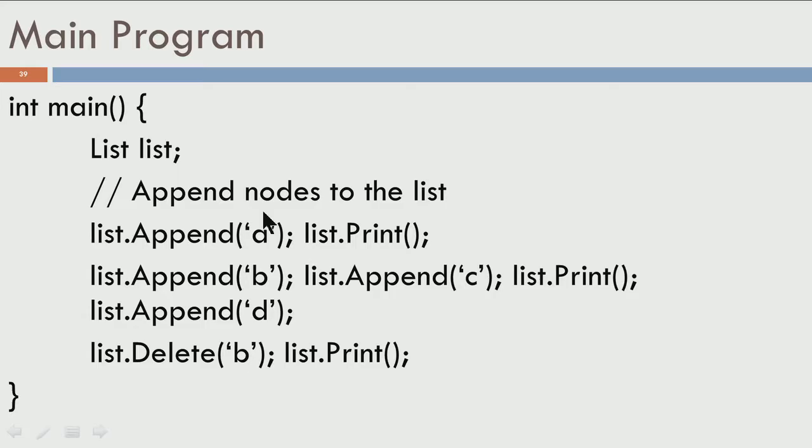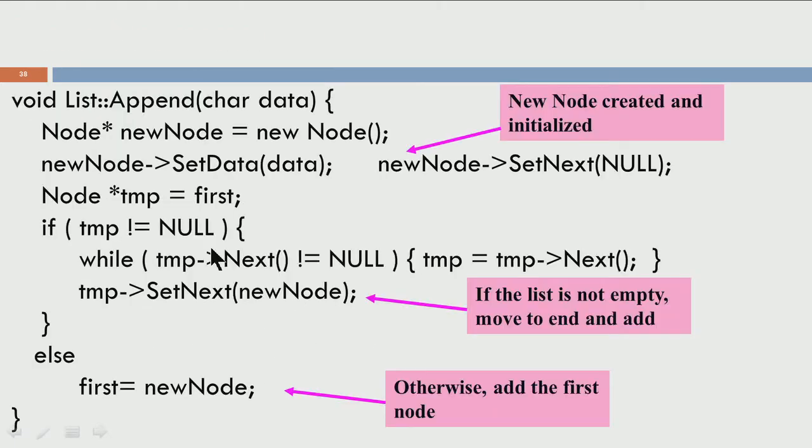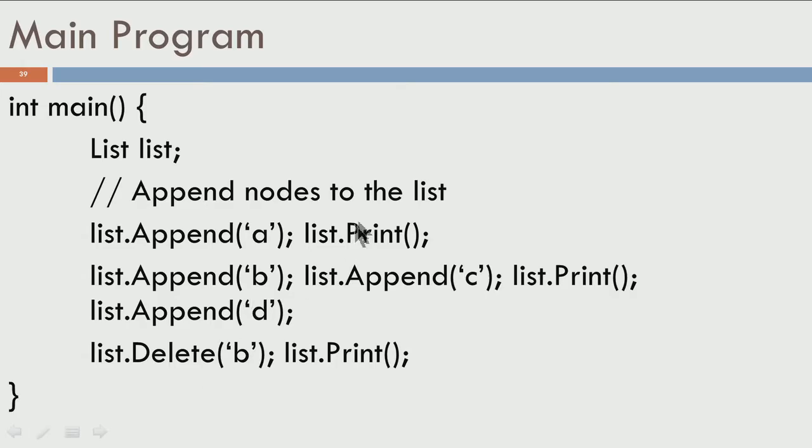So, we are passing a character, and list.append will add A to the list. At this point the list is empty, we do not have to worry about that. We just said list.append of A, and the first time append is called, inside here you would create a node. You would just change the first pointer to the new node, and maybe we can print it even. As soon as you create a list with one node, you can print it.